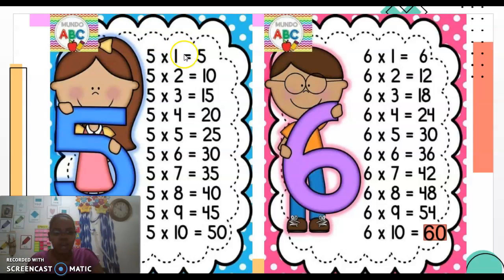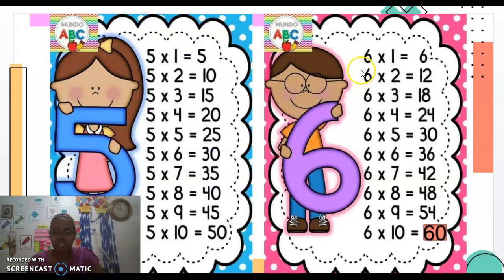5 times 1 is 5. 5 times 2 is 10. 5 times 3 is 15. 5 times 4 is 20. 5 times 5 is 25. 5 times 6 is 30. 5 times 7 is 35. 5 times 8 is 40. 5 times 9 is 45. 5 times 10 is 50.